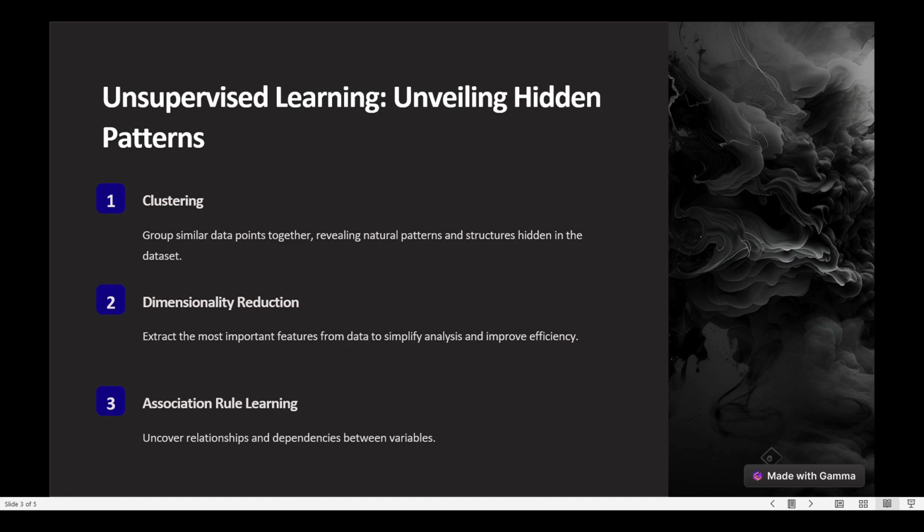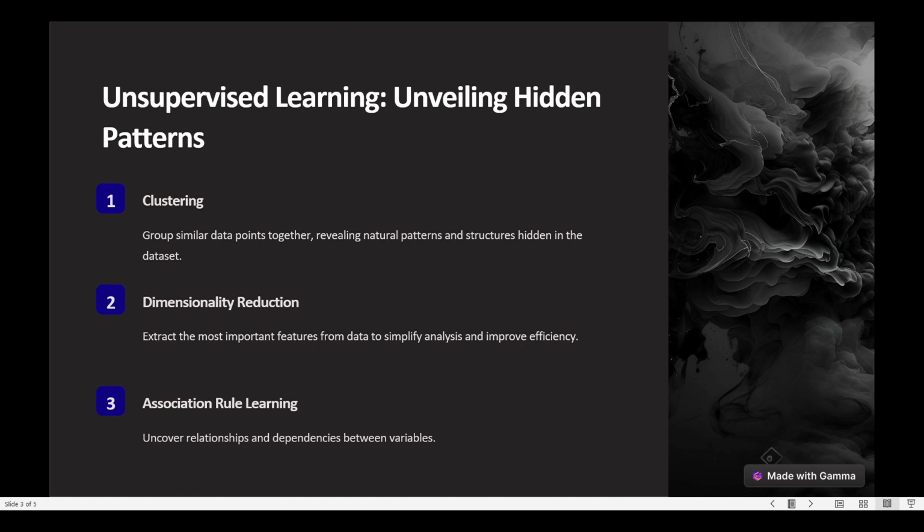Clustering is nothing but grouping similar data points together. In clustering, the main goal is about the distance, finding the distance between the points. In clustering we have two things: k-means clustering and hierarchical clustering.